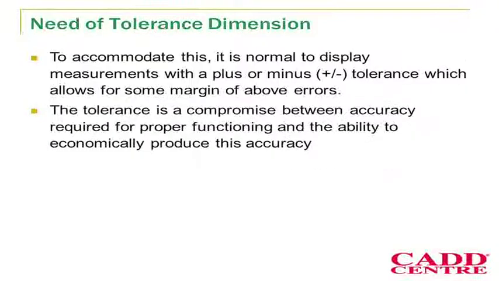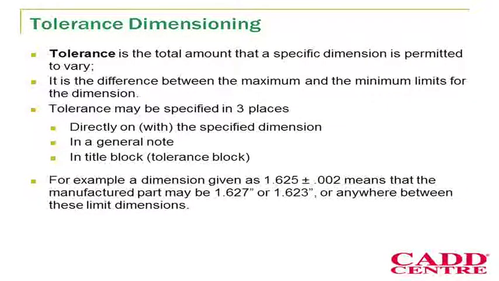How to apply the tolerance dimension? Normally, to accommodate a tolerance dimension, we will add plus or minus symbols to show the margin of error. Otherwise, we can say a tolerance is a compromise between the accuracy required for proper functioning and the ability to economically produce this accuracy. Tolerance is the total amount that a specific dimension is permitted to vary. It is the difference between the maximum and minimum limits for the dimension.